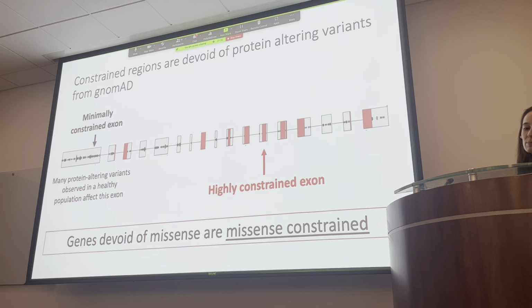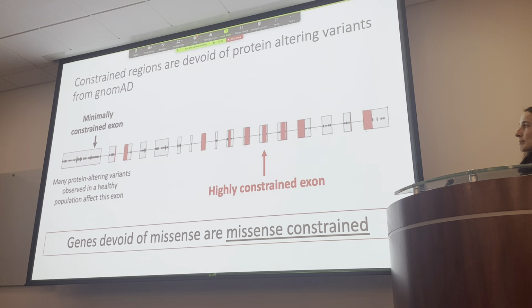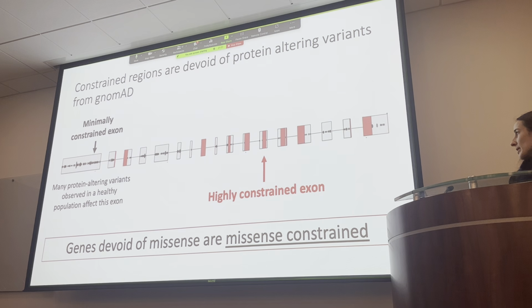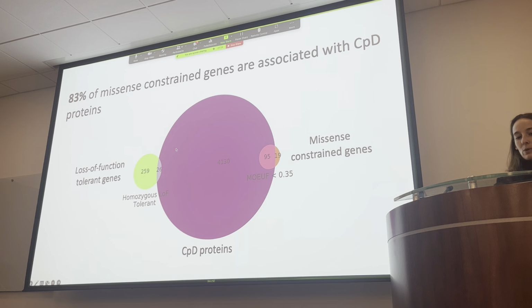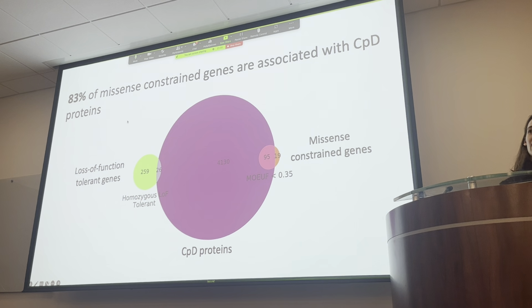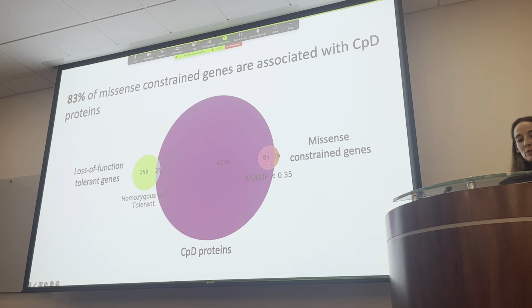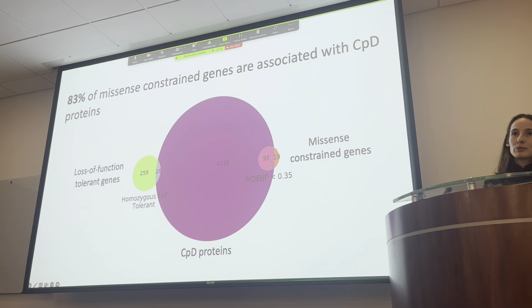A whole gene can be classified as missense constrained as well if you look into gnomAD's metrics for gene level constraint, and they have a certain threshold of 0.35 for their missense constraint metric. So we wanted to know how many detected proteins have a depletion of missense variants, and we found that 83% of the missense constrained genes in humans are actually also detected proteins from our chemoproteomic experiments.